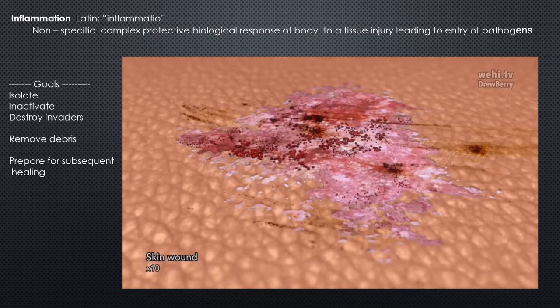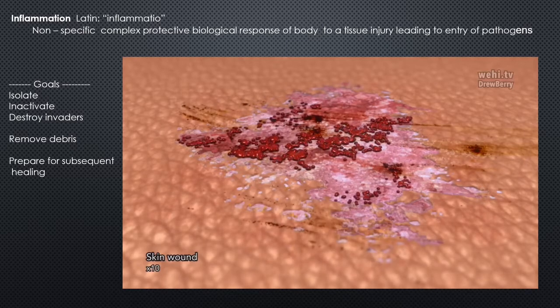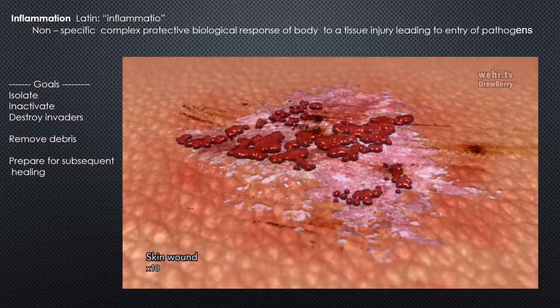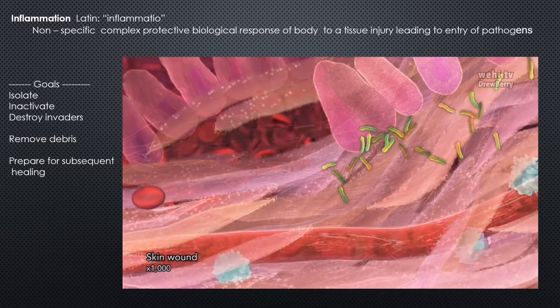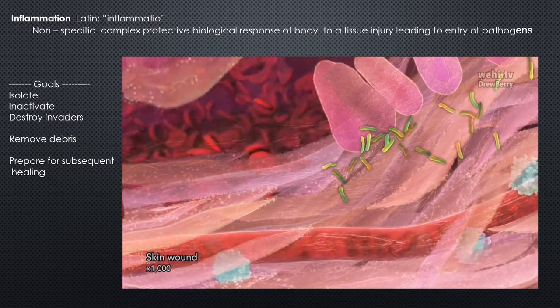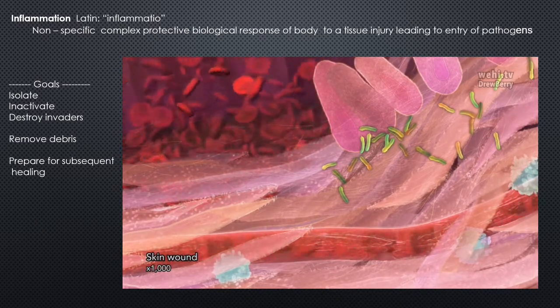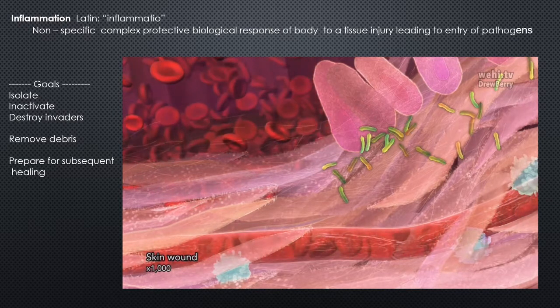The event shown below is a situation that resulted in a tissue injury, and it will lead to the entry of the pathogen. And our body's response would be non-specific. That is inflammation, from the Latin inflammatio. And the goals would be to isolate, to inactivate, and to destroy the invaders, remove the debris, and prepare for subsequent healing.